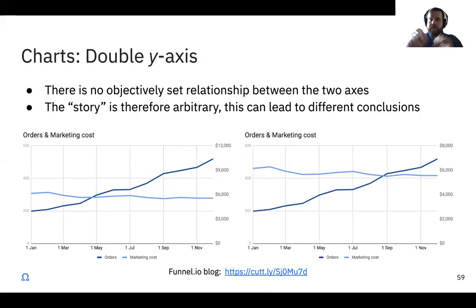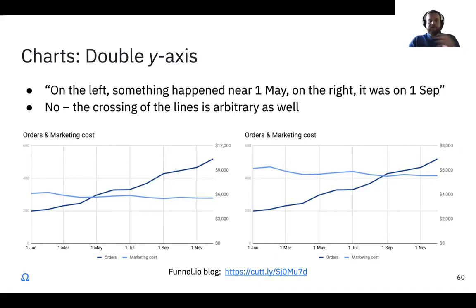The story, in quotation marks, is arbitrary as well, and changes based on how you set the axes, and this can and will lead to different conclusions. So, for instance, because the spots where lines cross are important to our eyes, they draw our attention. One of your conclusions would be that on the left something important happened near the 1st of May, whereas on the right it was only near the 1st of September.